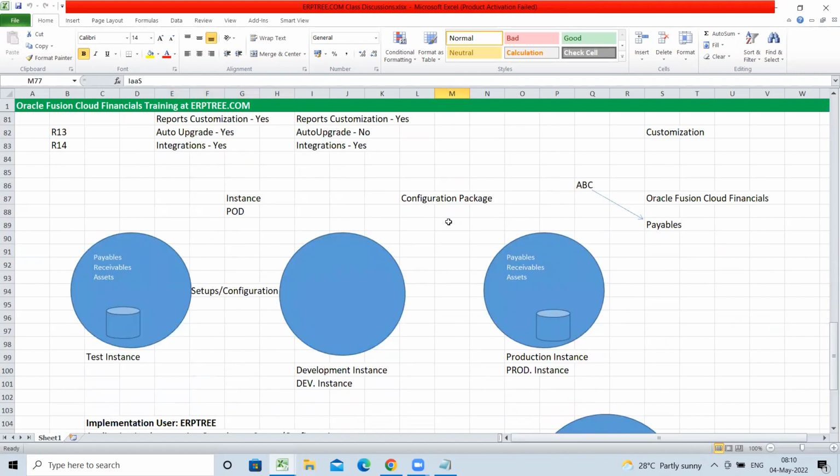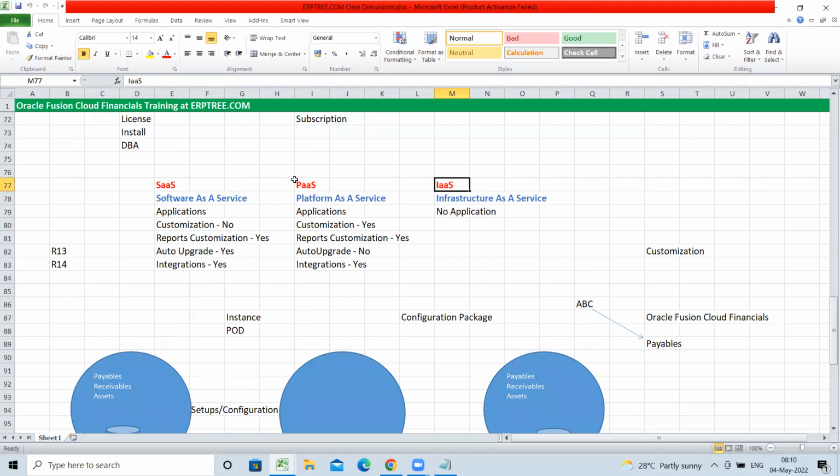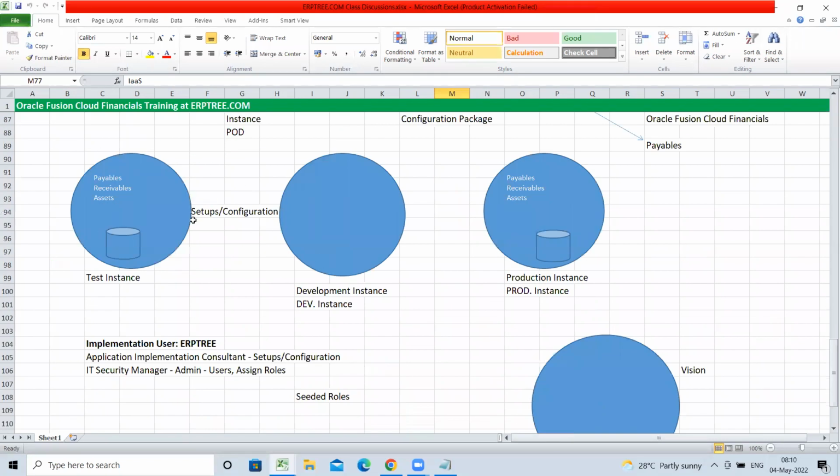When you get the subscription from Oracle, it could be SaaS or PaaS. By default, we get two instances. One we can use for testing purposes, which we call a test instance. The other instance we can use for production purposes, called the production instance. During the implementation, we use the test instance. Once the solution is finalized and everything is approved by the client, finally we can move to production and do all the setups. Then the business will start using the production instance.